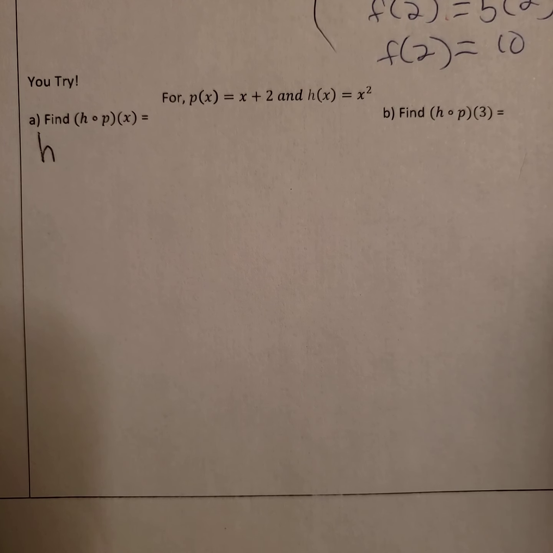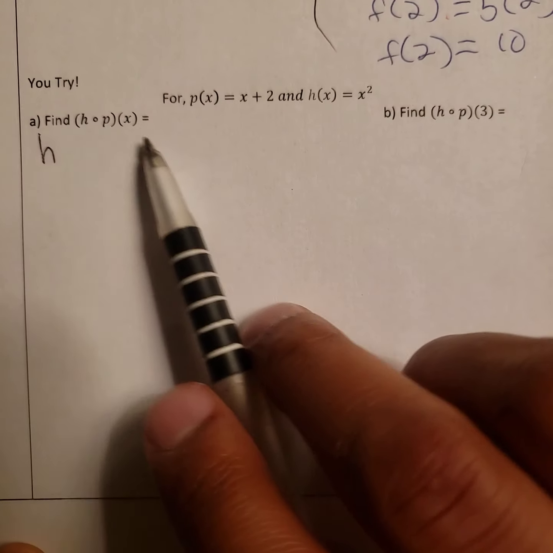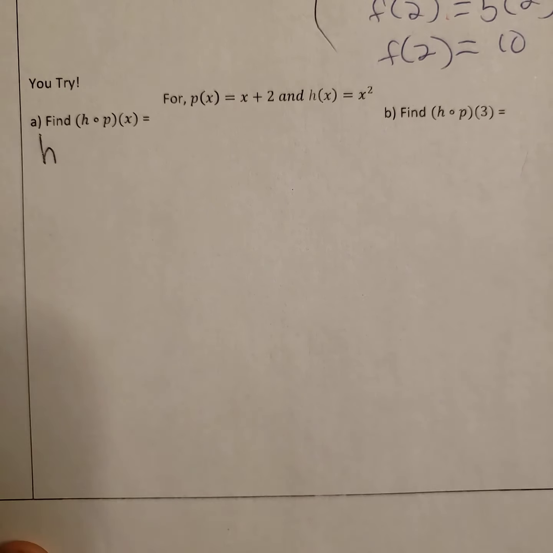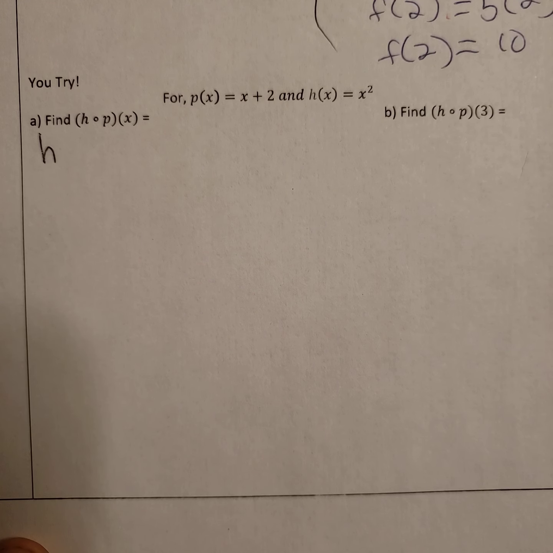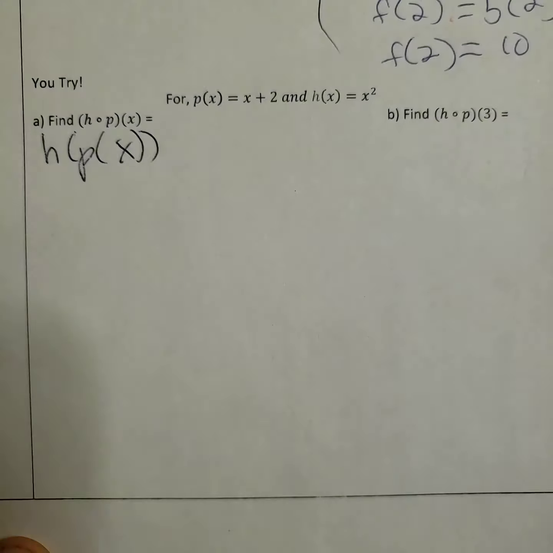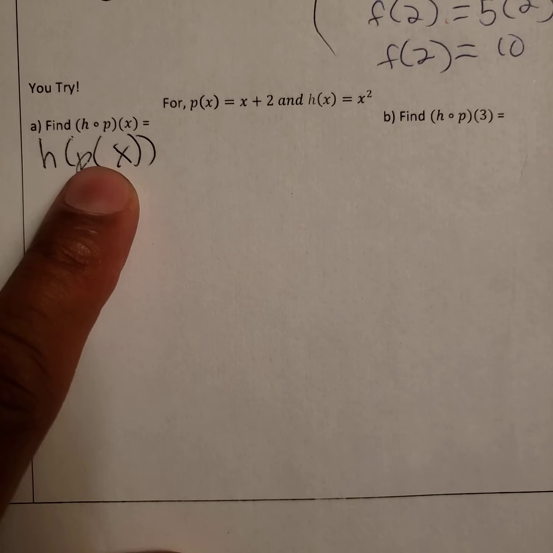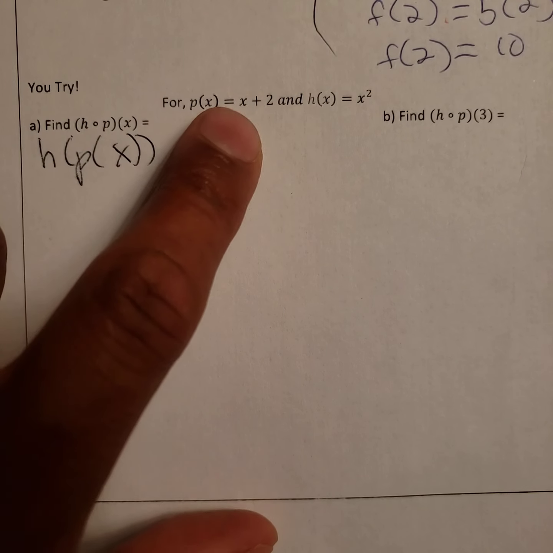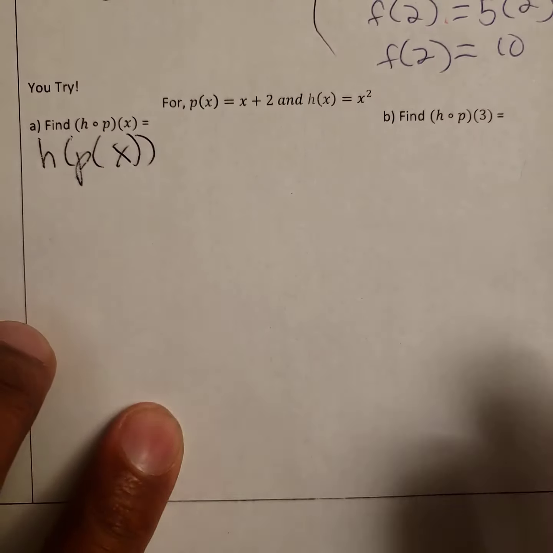Okay, we're on part 2. So now we're going to do h composed with p of x. Okay, so then we have h, we're going to rewrite it as h of p of x. And we know that h of x is equal to x squared.